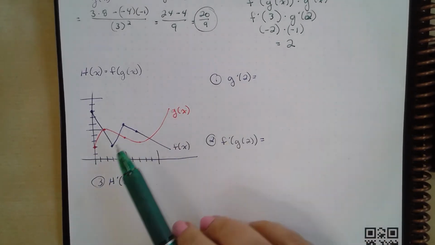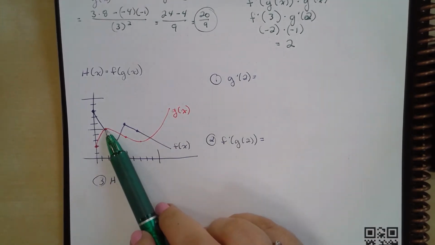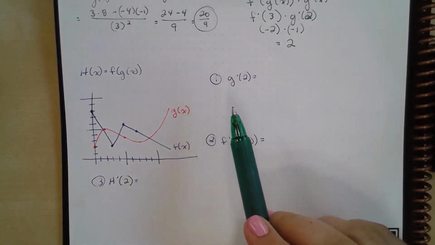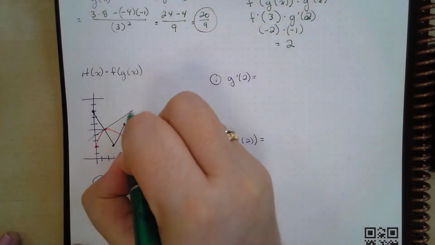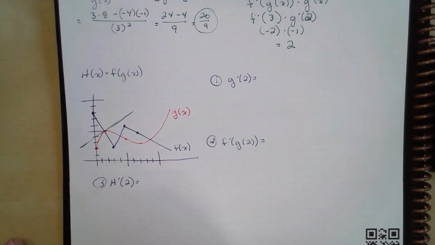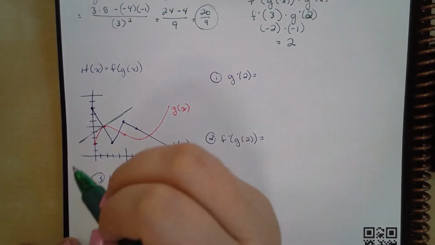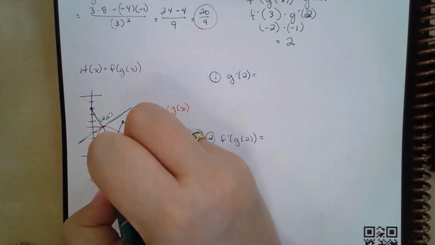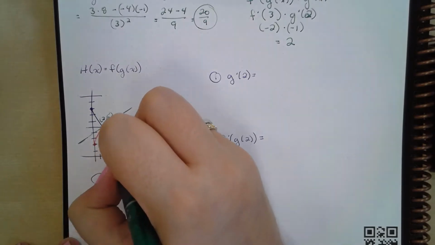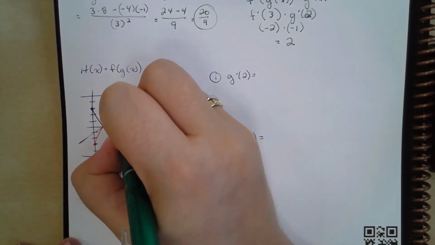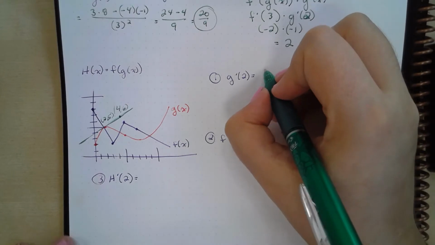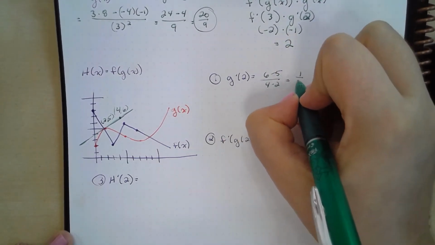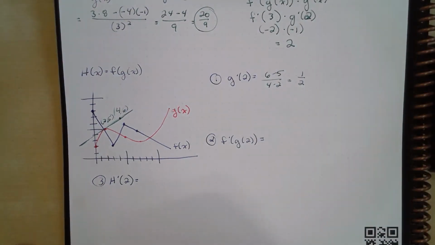If I look here at 2, this is about the point at g of 2. And for g prime of 2, it looks like I'm going to have to just estimate. If I drew a line here and calculated my slope, this is the point (2, 5), and maybe the point (4, 6) right here. So to find that slope, I take 6 minus 5 over 4 minus 2, which gives me 1/2. That's my slope.